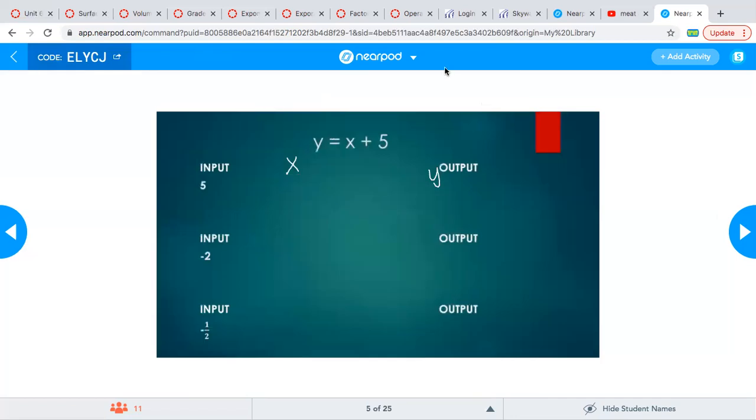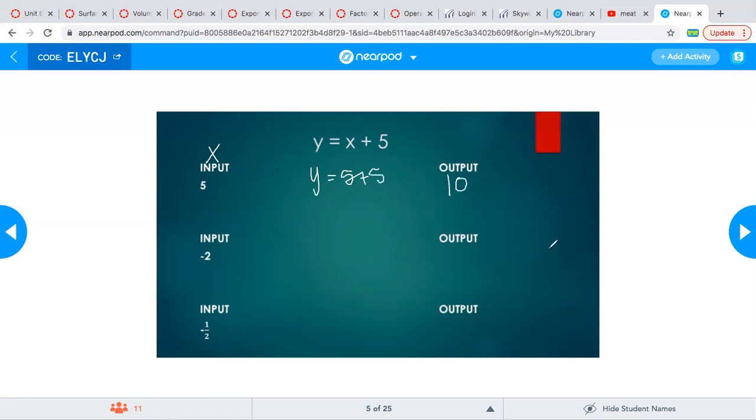So let's say I had this made up equation right here: Y equals X plus 5. And I had the input value of 5. What does input mean again? X. So let's say I had the X value 5, and this is my equation. How would I get its respective output value? Using this equation. Perfect, by adding 5. So I'm going to input X as 5. So Y equals 5 plus 5, and that would give me an output of 10.